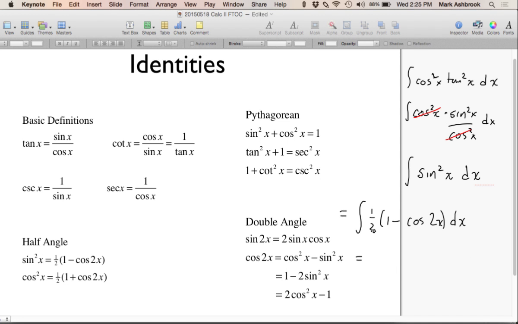Antiderivative of, so we could factor out the 1/2 to start with, or we could factor it in, but antiderivative of 1, antiderivative of negative cosine 2x. So we're going to have sine 2x, 1/2 to take care of the 2, minus or plus. The derivative of sine is positive cosine, so that negative just stays. Okay.